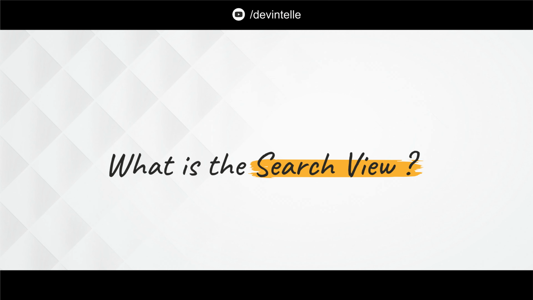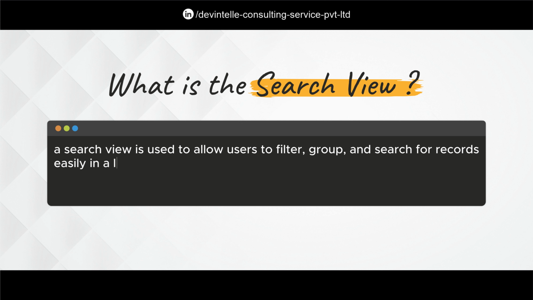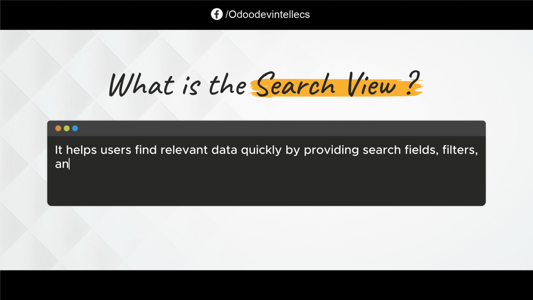First of all I will tell you what a search view is. A search view is used to allow users to filter, group and search for records easily in a list or Kanban view. It helps users find relevant data quickly by providing search fields, filters, and group by options. In this video, you will learn how to add filters to search specific records, group data by fields, and make searching simple for the users.